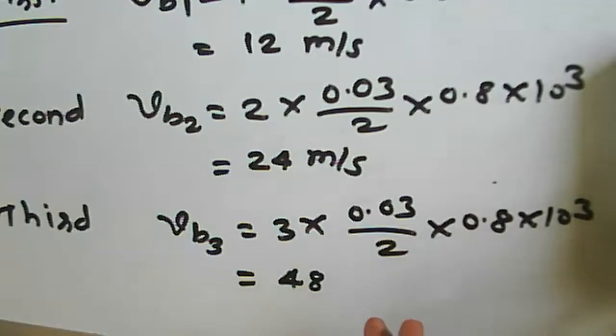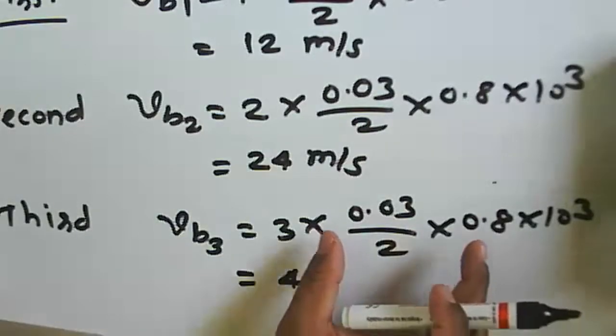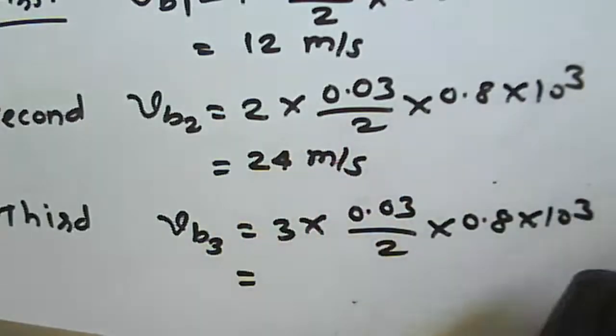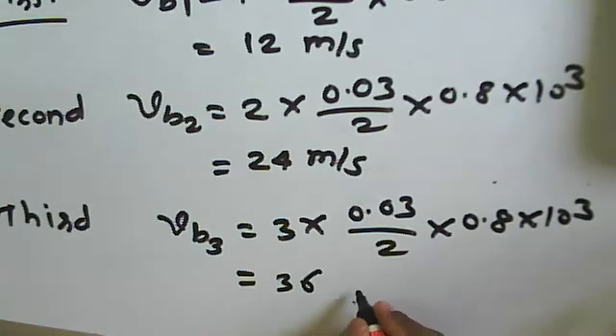So what will be the blind speeds now? This one is about 12, then 24. This one is not 48, this one is 36. So likewise, the third is 36 meters per second.